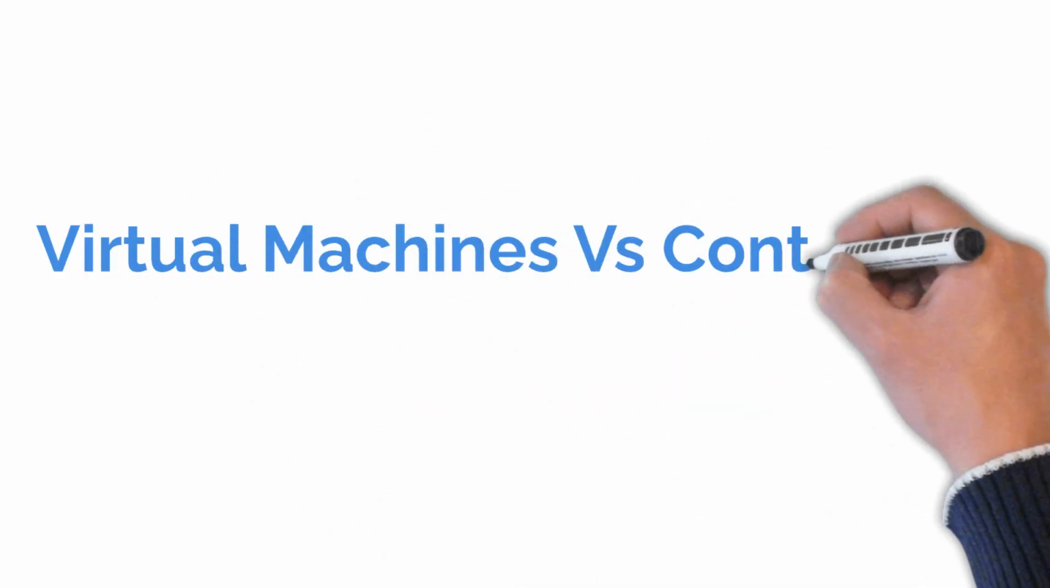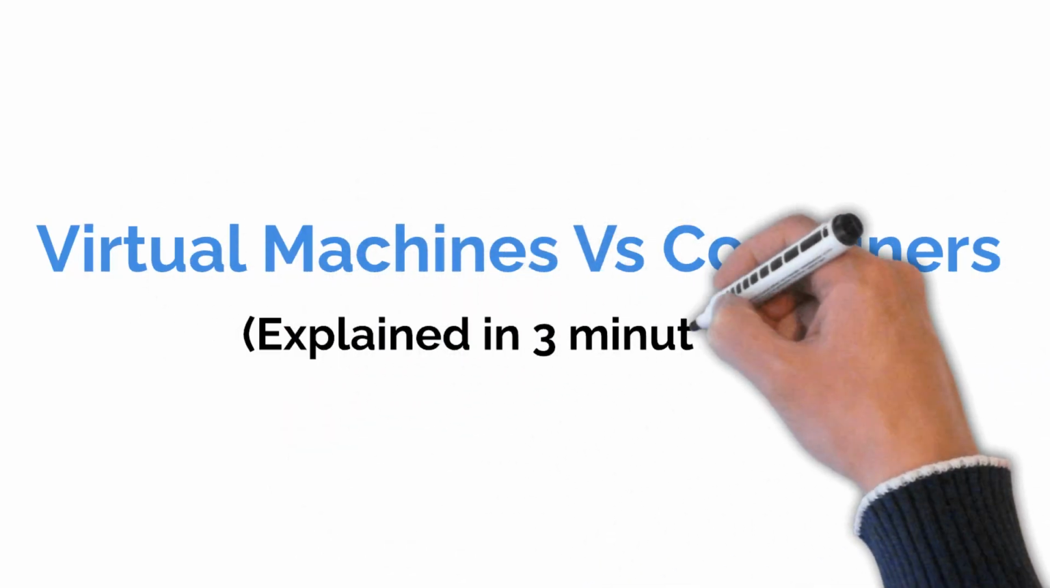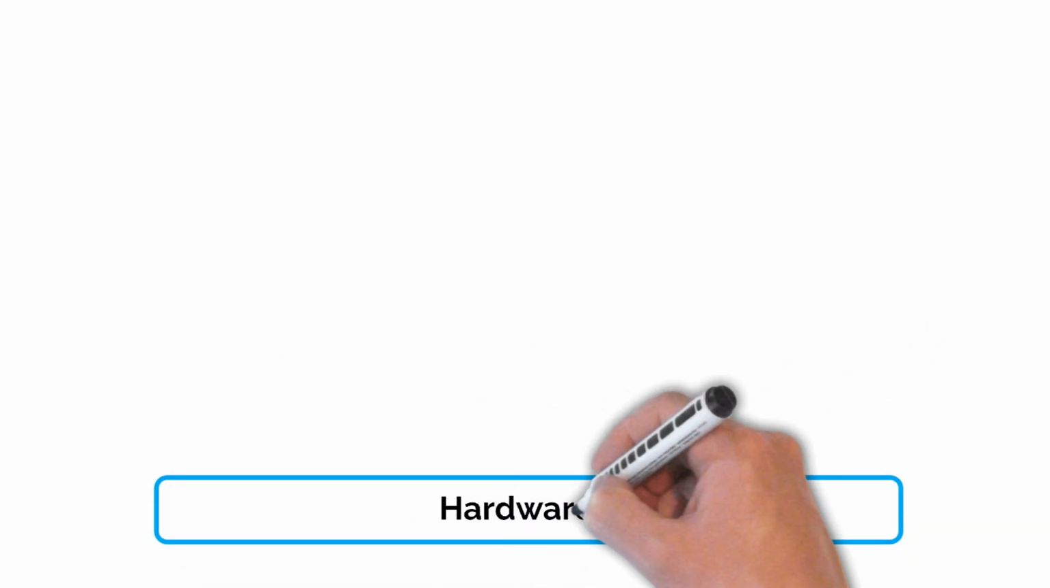Virtual machines versus containers, explained in just 3 minutes. Virtual machines, or VMs, are a form of virtualization that happens at the hardware level.